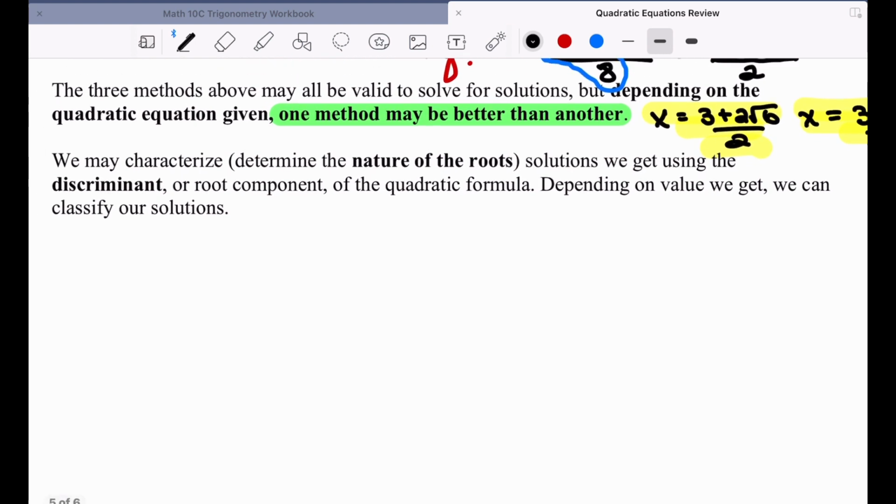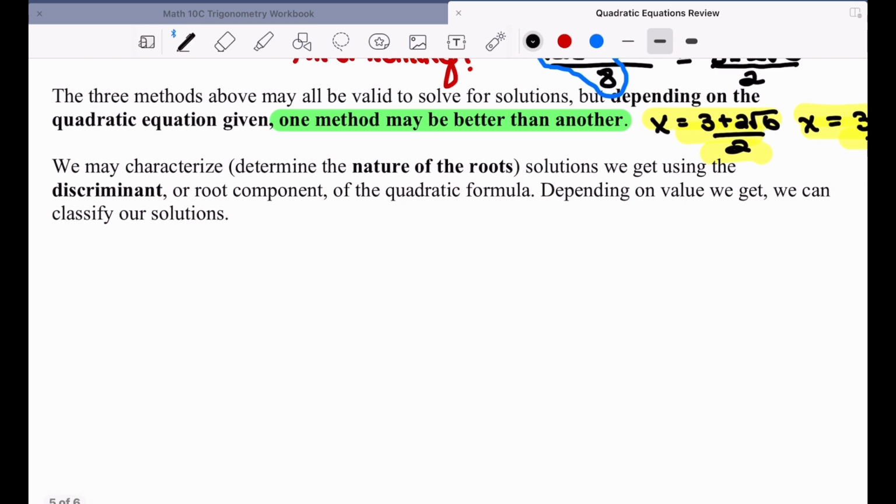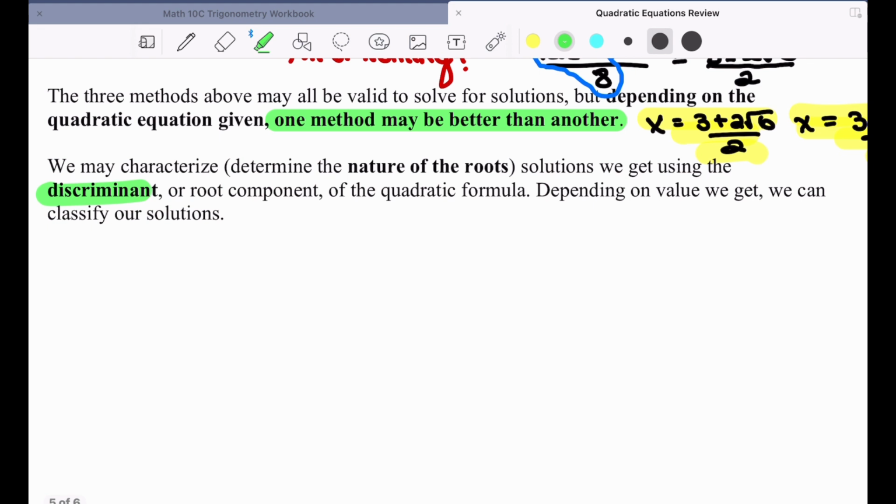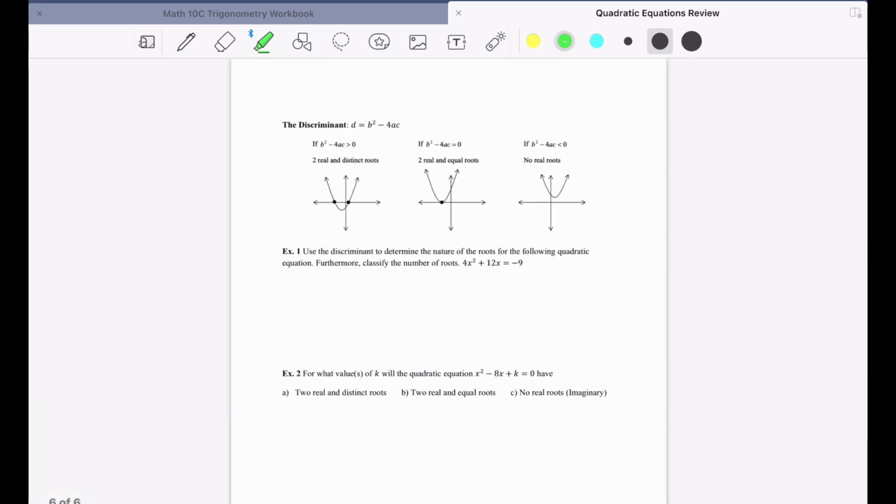Now, the last component we've worked through was characterizing the solutions that we get, and this comes from the discriminant, where we can determine the nature of the roots. So if we consider the discriminant, this will help us classify what type of solutions we have, or the nature of the roots. Depending on the value we get for the discriminant, this classifies our solution and tells us the nature of the roots. Let's consider an example here.